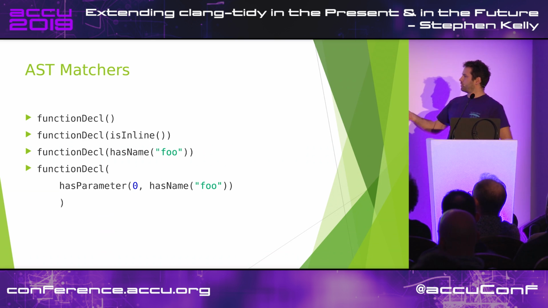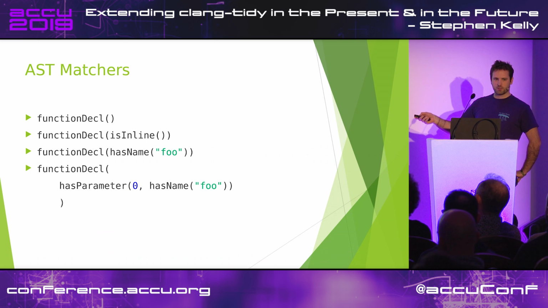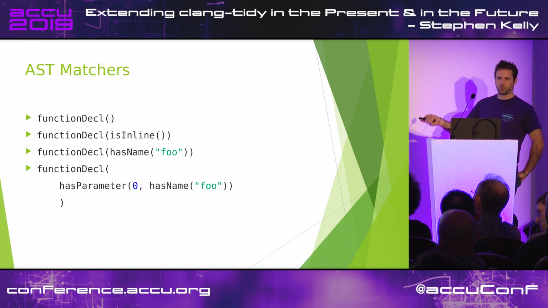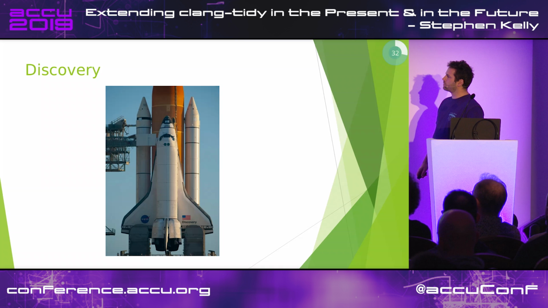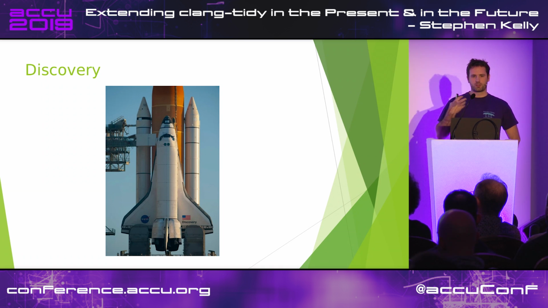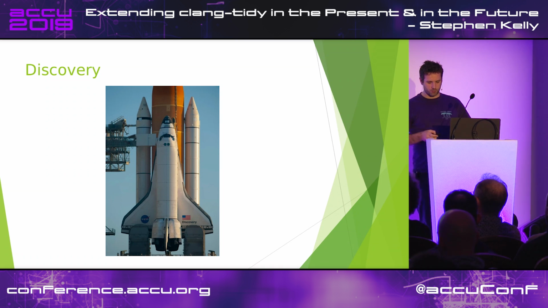So here's just another few matchers. We can put hasName inside of functionDecl, because functions have names. We can check the parameter, see if we can find a parameter with the name foo, and if that's true, then we match this functionDecl, and that means we can port it.